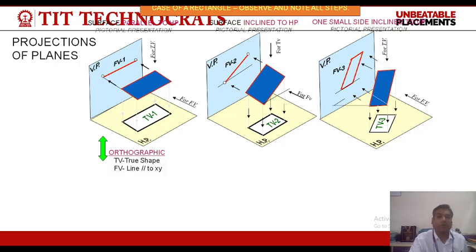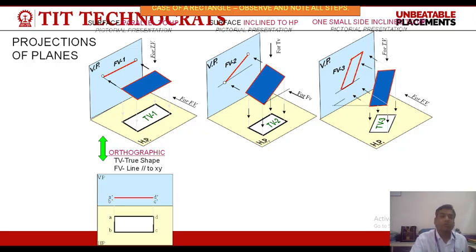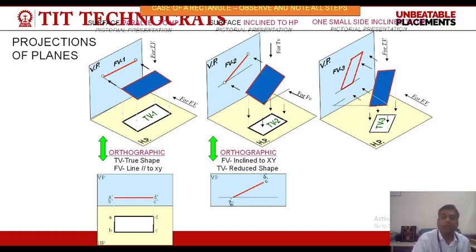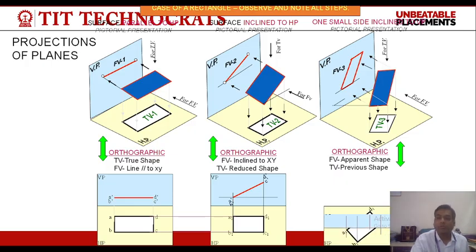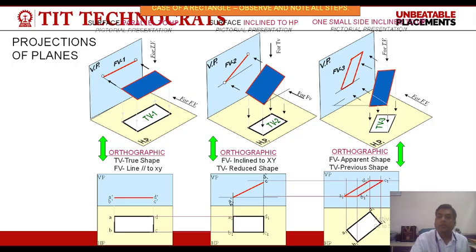When we draw it in orthographic projection, in front view we will get a line and in top view we will get a true shape. In case 2, in front view we will get a line, but this line will be inclined at theta degree, that is the angle of inclination with HP. And in top view we will get an area lesser than the previous area. In case 3, when the plane is inclined to both HP and VP, in front view as well as in top view we will get reduced shape. And this is the typical case of a plane which is inclined to both HP and VP.